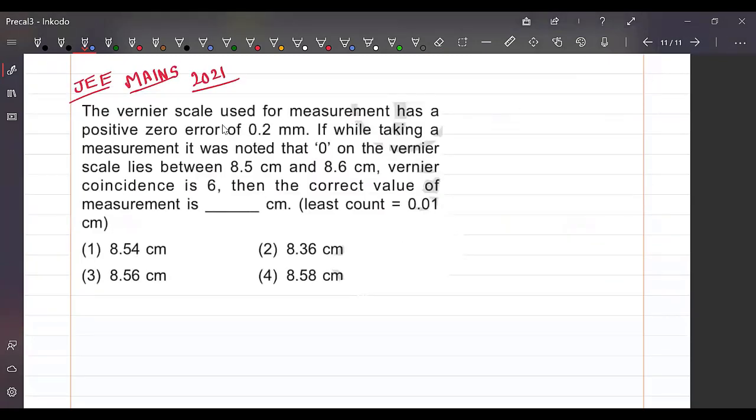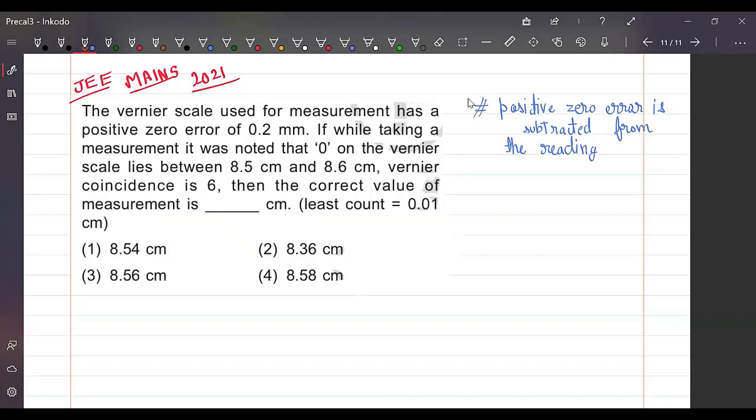Here is another JEE mains question. The vernier scale used for measurement has a positive zero error. So remember, positive zero error is subtracted from the reading. And negative zero error is added. So do note this point.